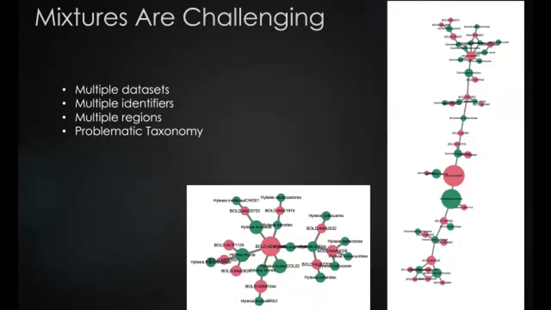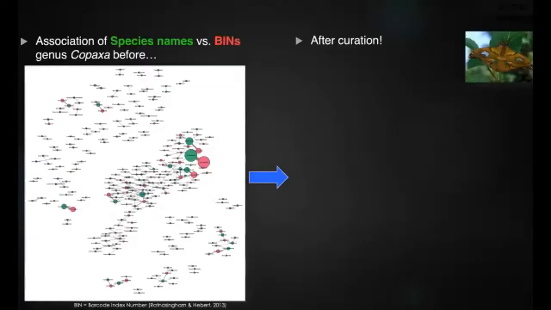And mixtures, boy oh boy, they are very challenging. They occur especially when multiple data sets are involved, because you've got multiple individuals doing the identifications in multiple regions, and often with challenging and problematic taxa. So let's look at one genus within sphingids, Copaxa. Now, Copaxa is a challenging genus, but what we can see is that there are many one-to-one relationships involved in this. Some splits, some merges, but a lot of mixtures. It is a difficult to identify group.